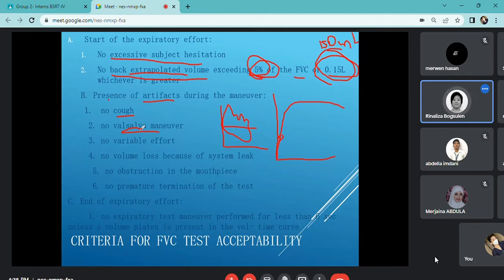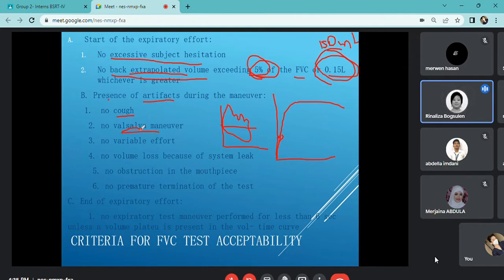Sabi ko nga, kung nag-constipate kayo, tapos force mo yung sarili mo, gaganon ka, mag-e-effort ka, that is Valsalva maneuver. Okay? So once you see that the patient is having Valsalva maneuver, you have to reject the test. There is no variable effort.